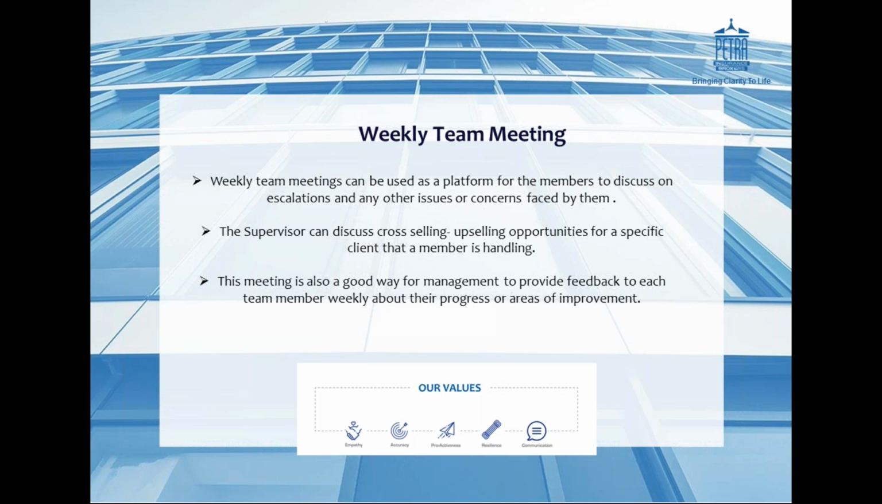This meeting is also a good way for the management to provide feedback to each team member weekly about their progress or areas of improvement. Again, this is a very personal thing, but it can definitely help the overall team to achieve their target. So if we know any member who is underperforming, instead of waiting 2 or 3 months to give them a review and feedback, weekly team meetings can prove to be an advantage, where immediate feedback can be given to the members, and we hope that they improve in the coming week and we can see the changes in them.